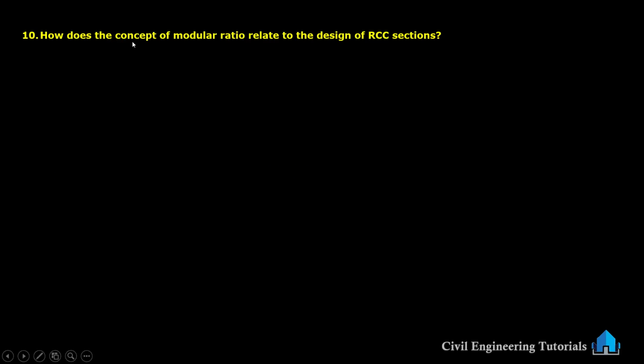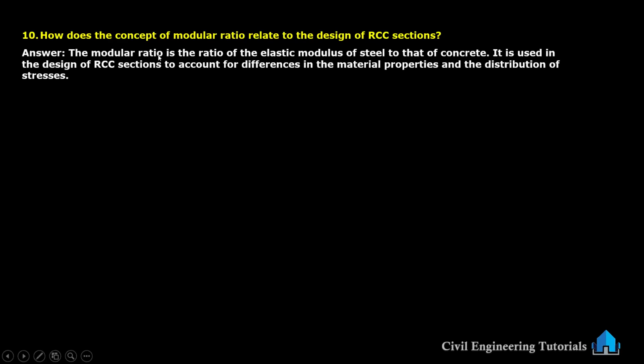How does the concept of modular ratio relate to the design of RCC sections? The modular ratio is the ratio of the elastic modulus of steel to that of concrete. It is used in the design of RCC sections to account for differences in the material properties and the distribution of stresses.